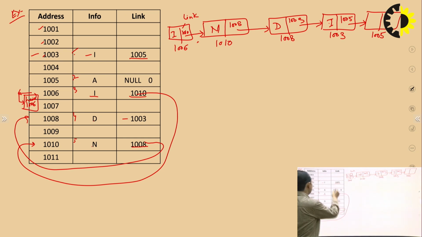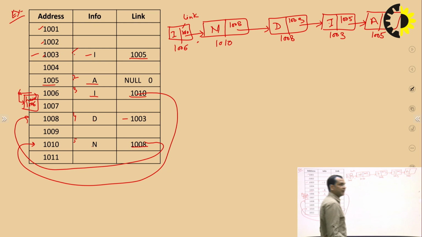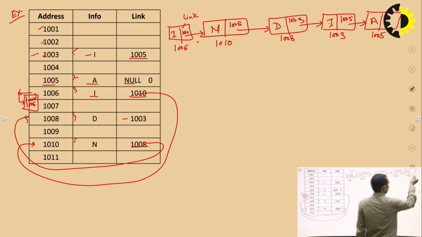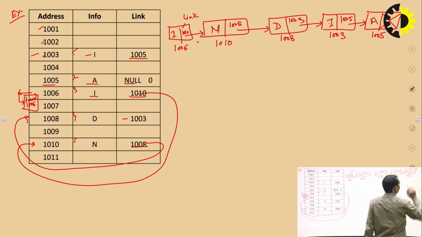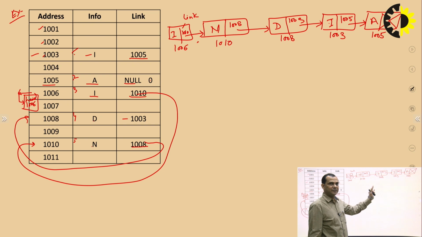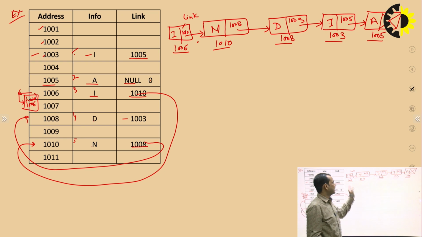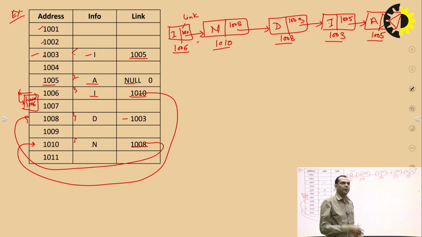Now when we move to 1005, the info value is A. So we put the info value A. Now what is the next part? In this next part we define null, or we define 0, which means this is the end of the list. So this is our linked list, which starts from the address 1006, then 1010, then 1008, then 1003, then 1005. So every node can be stored dynamically, not in a sequence.